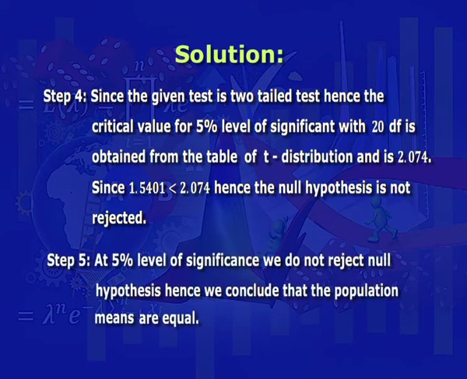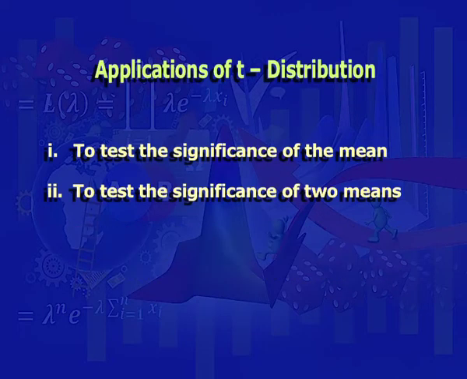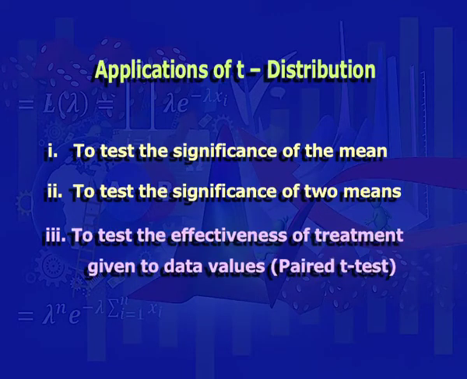Step 5. At 5% level of significance, we do not reject null hypothesis, hence we conclude that the population means are equal. Number 3. To test the effectiveness of treatment given to data values, that is paired t-test. This test is used to test the hypothesis that the treatment given to the observations is ineffective, that is, there is no significant difference in the value of observations before and after giving treatment. Let us see the example.